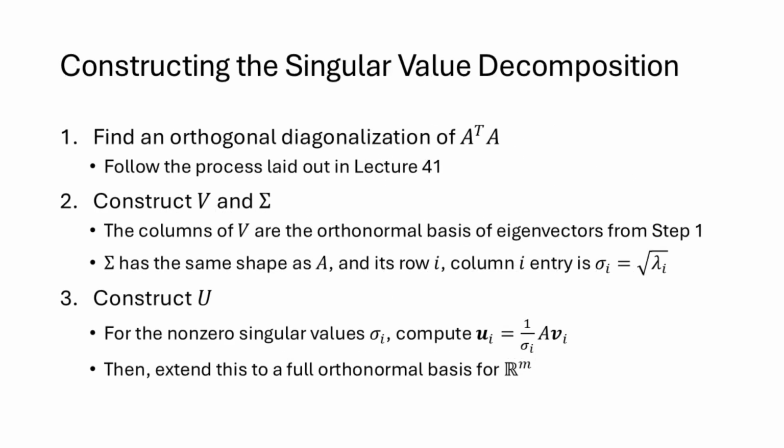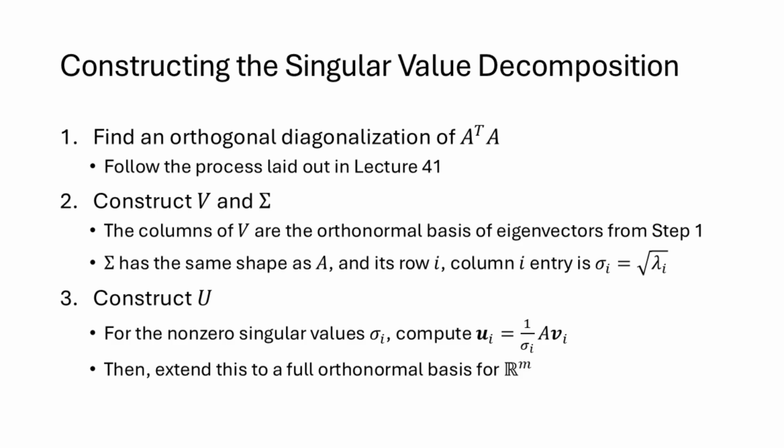So here's the process for actually computing the singular value decomposition of a matrix. We find an orthogonal diagonalization of A transpose A. To do that, follow the process that we laid out in lecture 41. Then we construct V and sigma. The columns of V are the orthonormal basis of eigenvectors that we found in step 1. And sigma has the same shape as A, and its row i, column i entry is sigma i, which is the square root of lambda i.